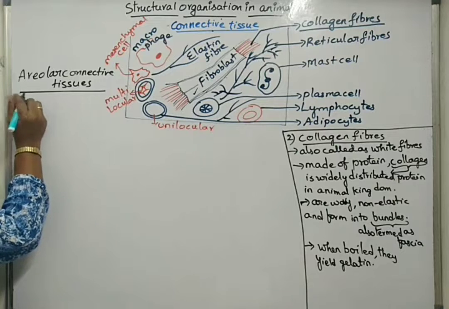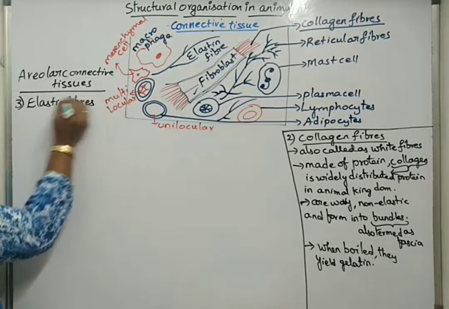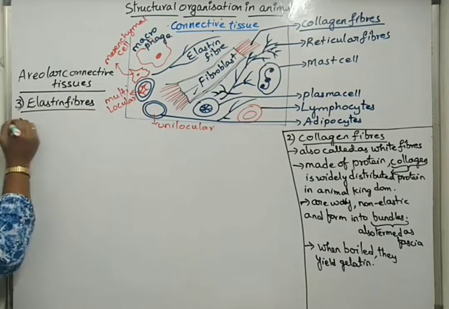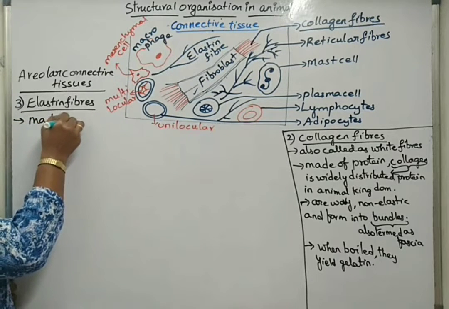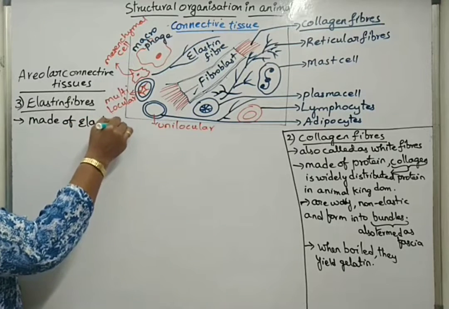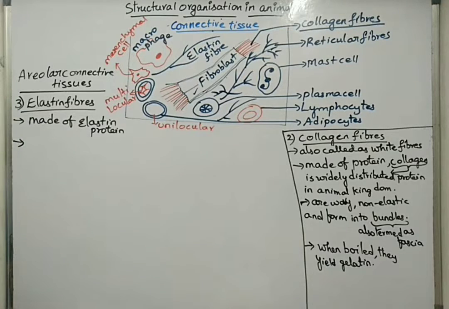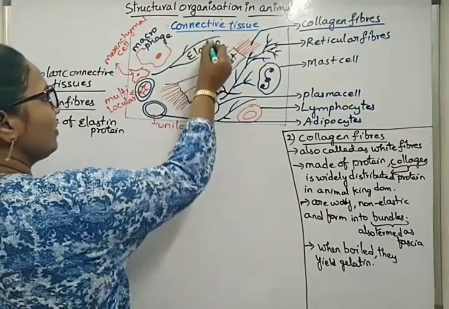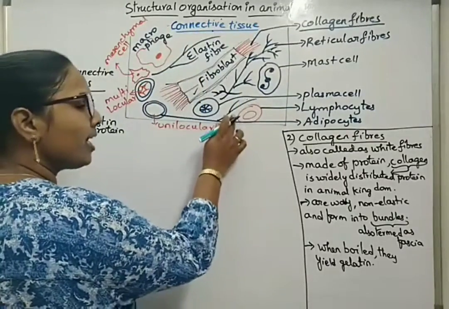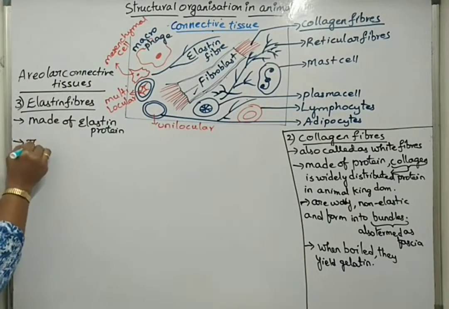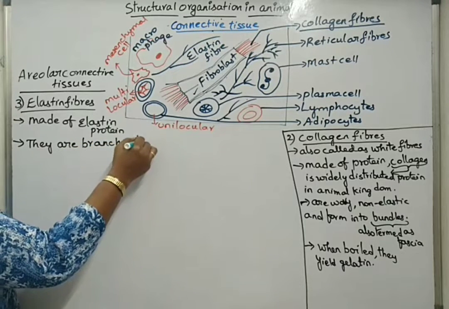Next about elastin fibers. So these elastin fibers are made up of elastin protein. They are branched, but they are arranged as single. See, here we have seen one elastic fiber. Here we have seen one elastic fiber. There is no network-like combination with the other elastic fibers. They are branched but single.